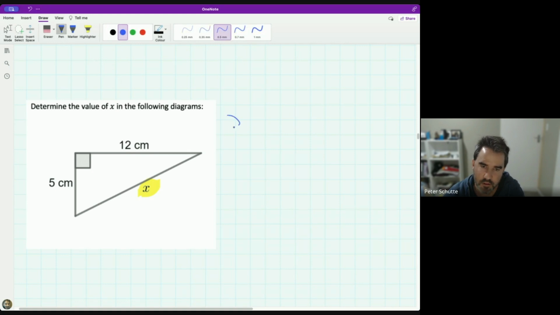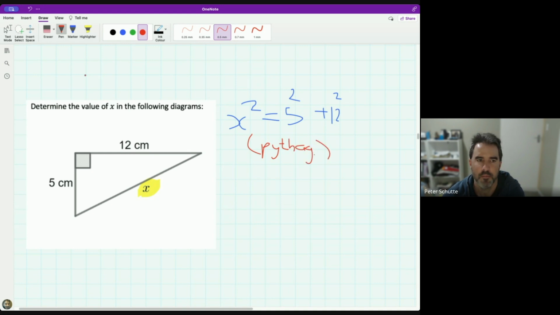Toby writes, x squared is equal to 5 squared plus 12 squared. But again, we do need to give a reason, and that reason is Pythag. And now what we need to do is realize that this is equal to 169. And then if we square root both sides, we should get that x is 13.